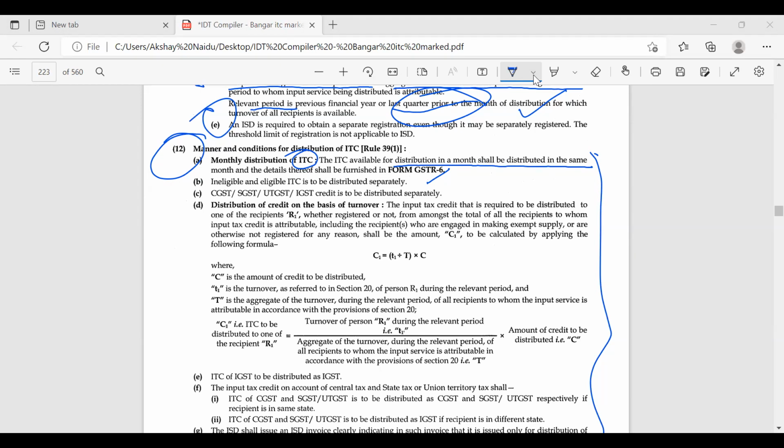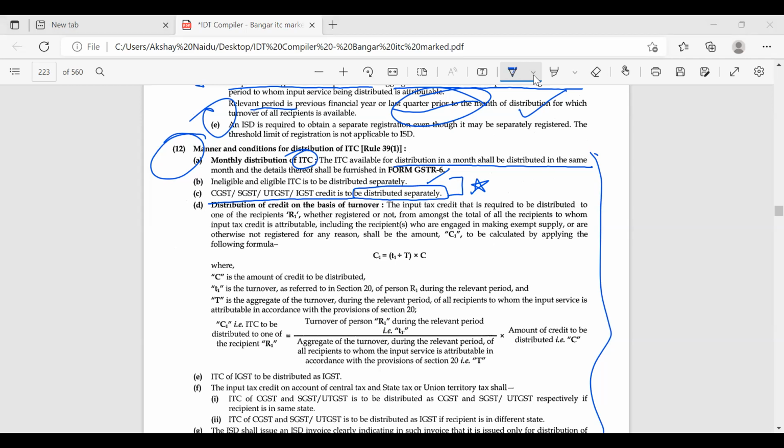CGST, SGST, UTGST, IGST credit is distributed separately. These 2 points, star note. Because this you will use in your practical questions. That both eligible and ineligible are distributed separately, and every CGST, SGST, UTGST is also distributed separately.